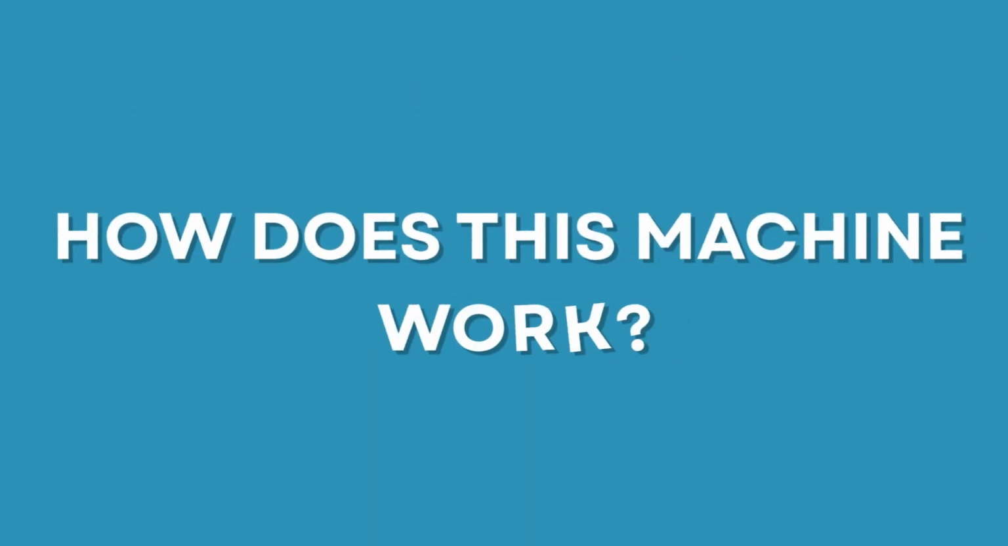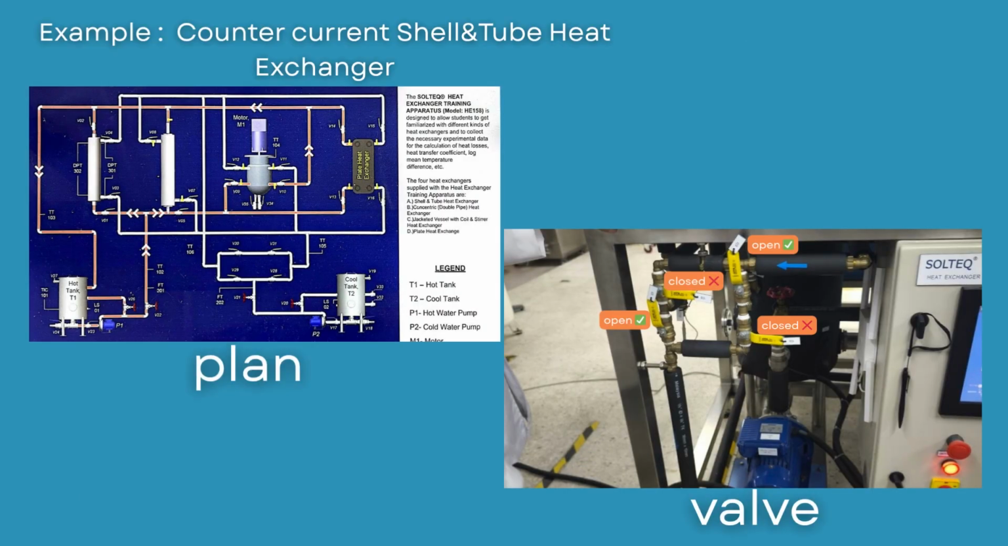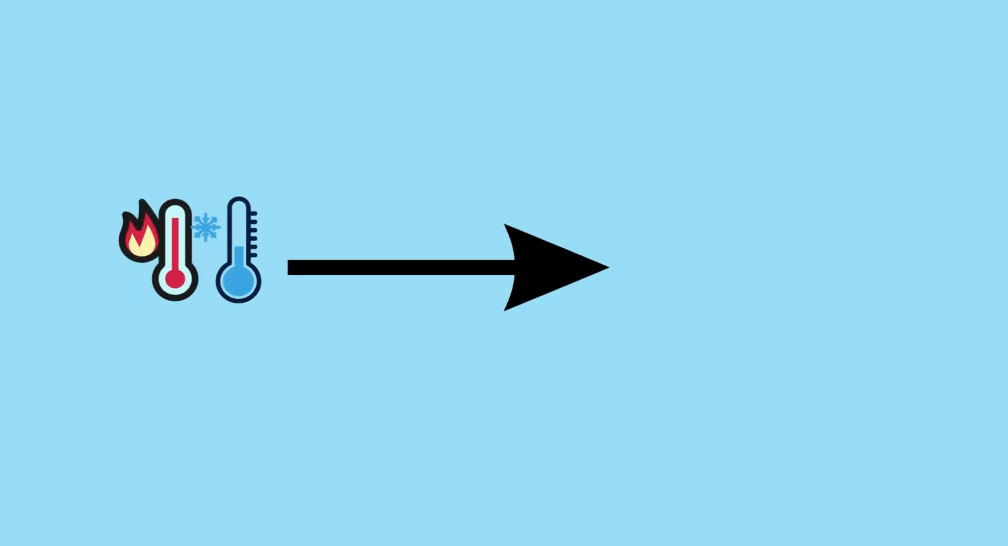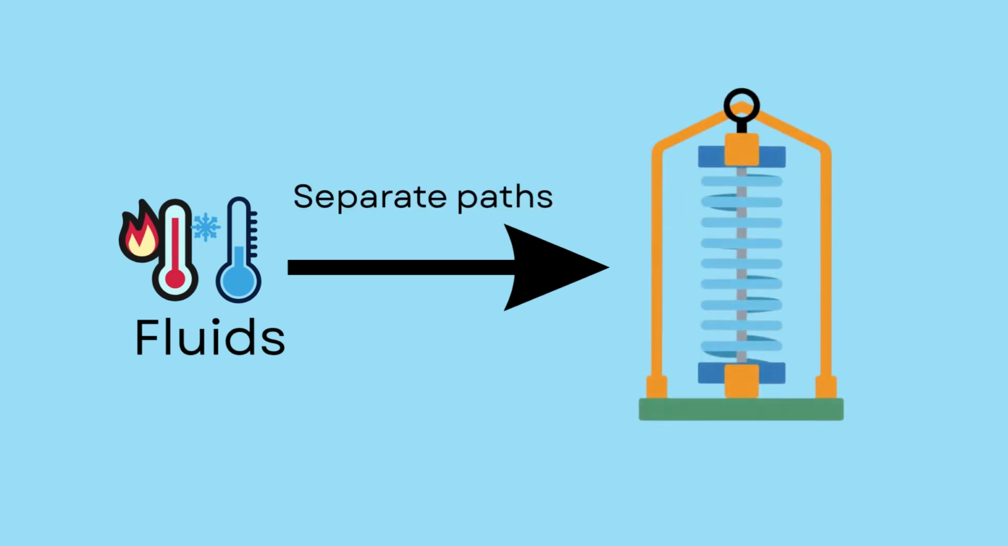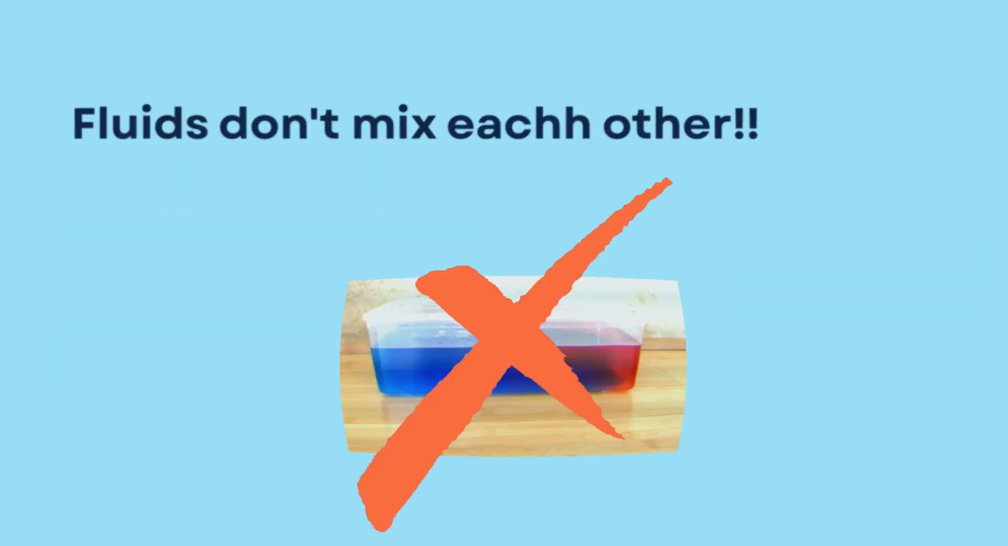How does this machine work? When the operation begins, hot water and cold water are circulated through the apparatus using pumps P1 and P2. The operator then selects one of the heat exchangers by opening the correct valves while ensuring the other units remain closed. Once selected, the hot and cold fluids flow into the heat exchanger through separate paths. They stay separated by a solid surface so they don't mix.